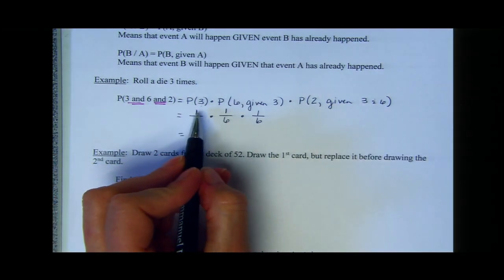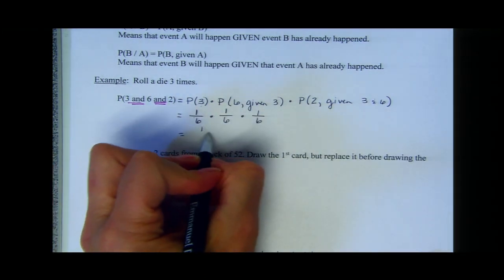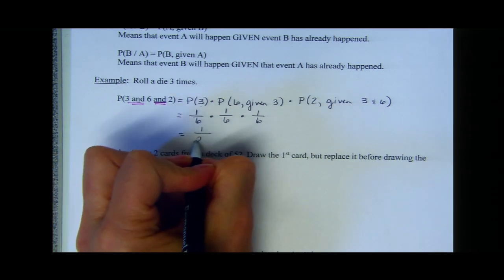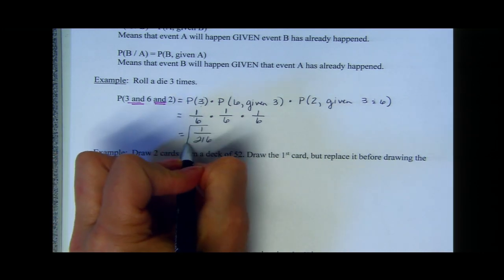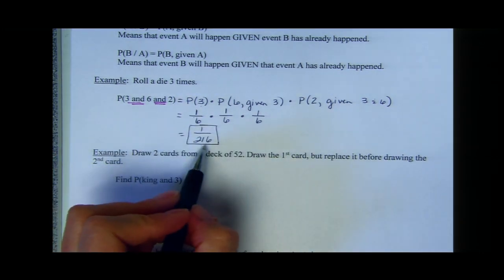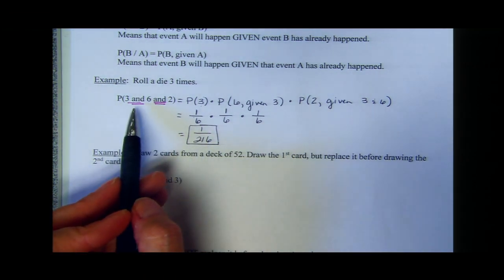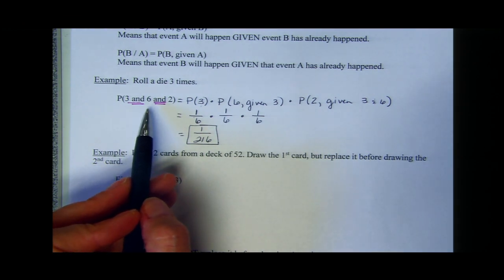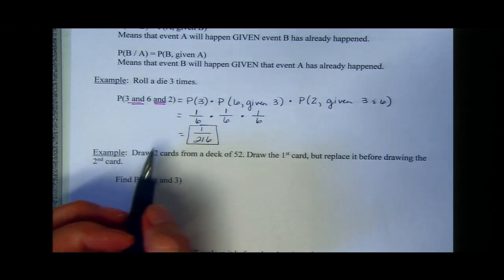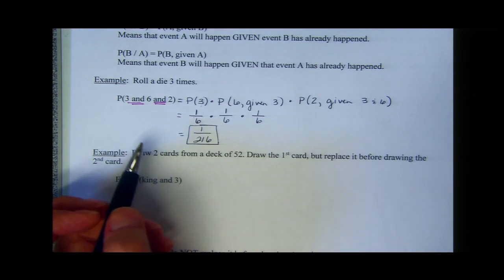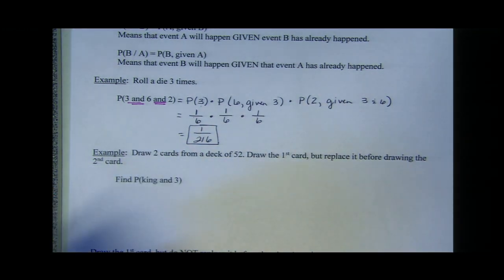So you'd multiply the top and you would get 1. 6 times 6 times 6 is 216. If you were in Vegas betting money, the probability that you would get, in 3 rolls, a 3, then a 6, then a 2 is 1 over 216. That's 0.0046 and so on. So not great odds of winning money there.